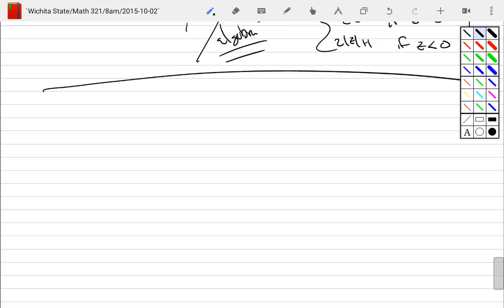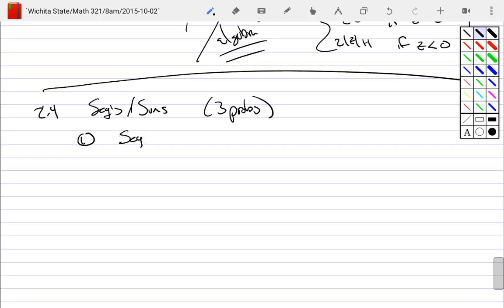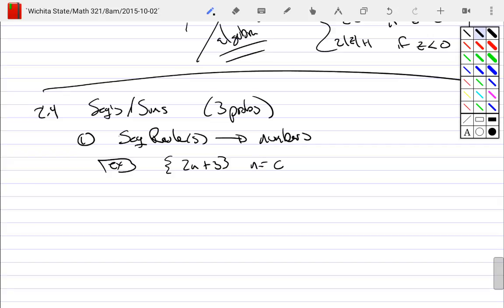2.4, which is sequences and sums. What's everybody's favorite? We'll have three problems. Problem 1: I will give you a sequence rule, or rules, and you just give me the numbers. So for example, 2n plus 3, where n is equal to 0, 1, and 2. What's my sequence?